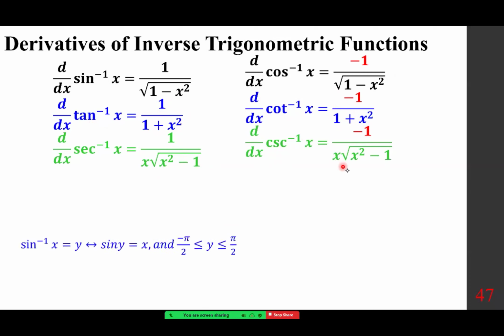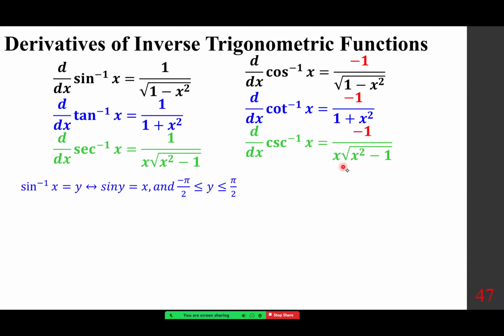So let's remind everybody of the concept of an inverse function. y equals sine inverse of x, or sine inverse of x equals y. By definition means sine of y equals x. And remember, y is between negative pi over 2 and pi over 2.